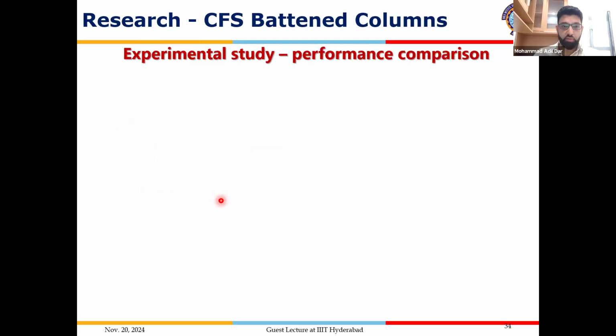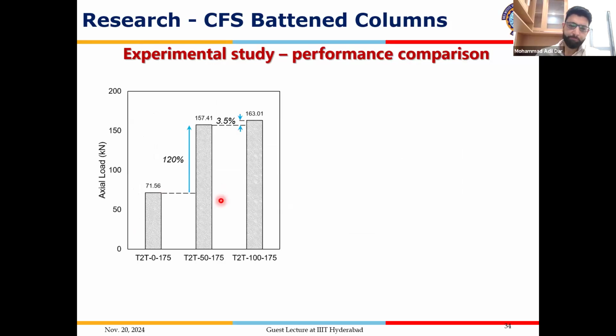Now, moving on to the performance comparison. In the cases where we had a constant unsupported chord length of 175 and we just altered the total spacing from 0 to 50, we saw a 120% rise in the axial capacity. From 50 to 100, we saw just a 3.5% rise in the axial capacity.